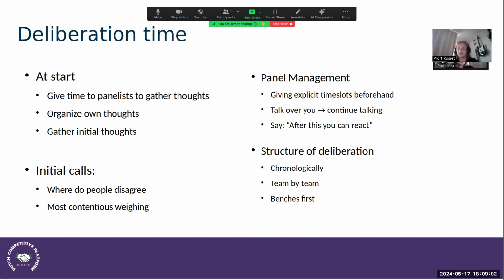So these are just some tips for panel management. We're then going to do the discussion. I think it's important to have that before we discuss how you can do deliberation. So how would you then structure the deliberation? This is a kind of personal, subjective flavor here. What I'm going to do is just explain how I do it and why I do it the way I do, because for me, I think this is the most organized and the most intuitive way.